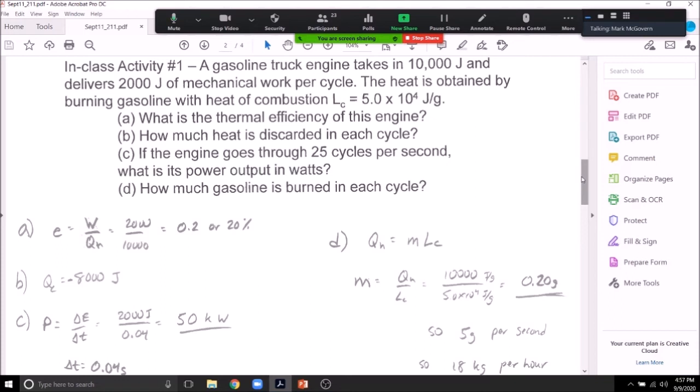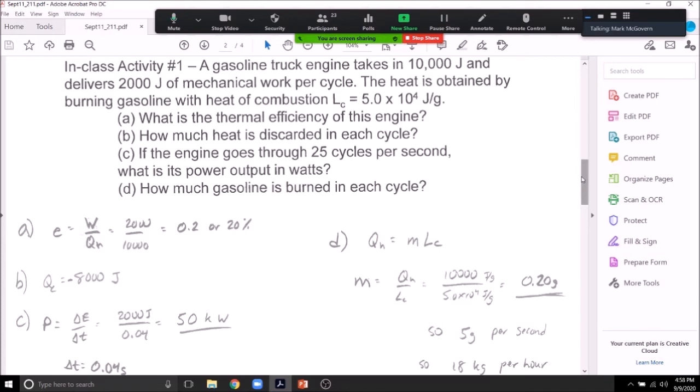A gasoline truck engine takes in 10,000 joules and delivers 2,000 joules of mechanical work per cycle. All right. QH is 10,000, work is 2,000, QC is 8,000. The heat obtained by burning gasoline with the heat of combustion is 5 times 10 to the 4 joules per gram. What is the thermal efficiency of this engine? Well, that's easy, 20%, right? Work over QH, 20%, easy.